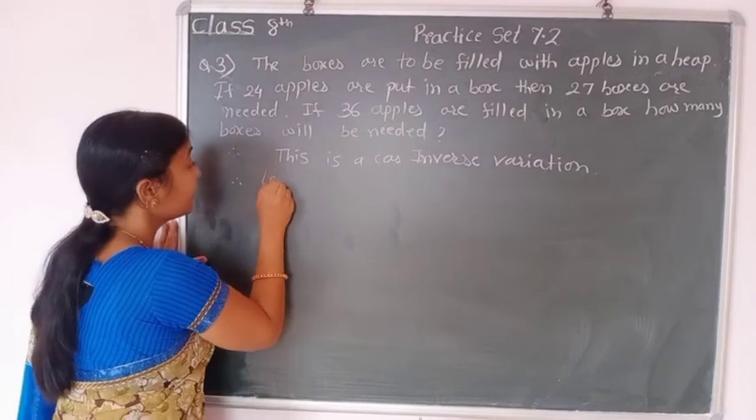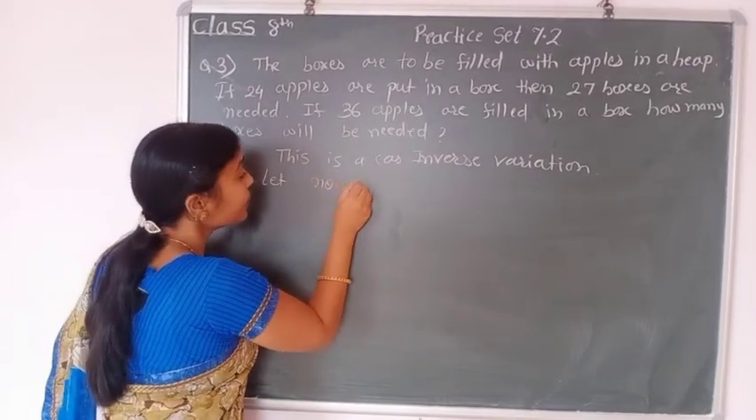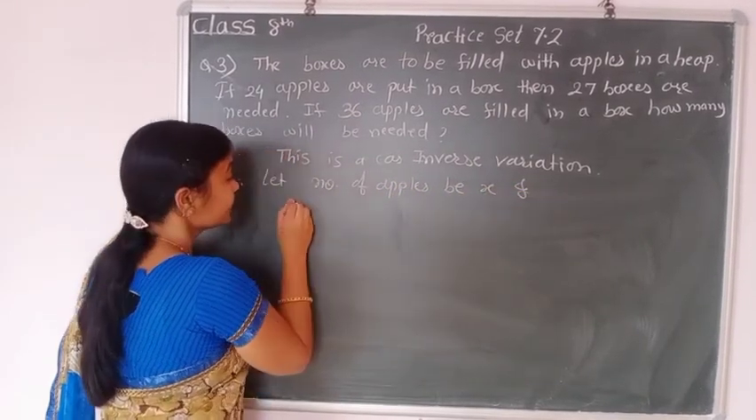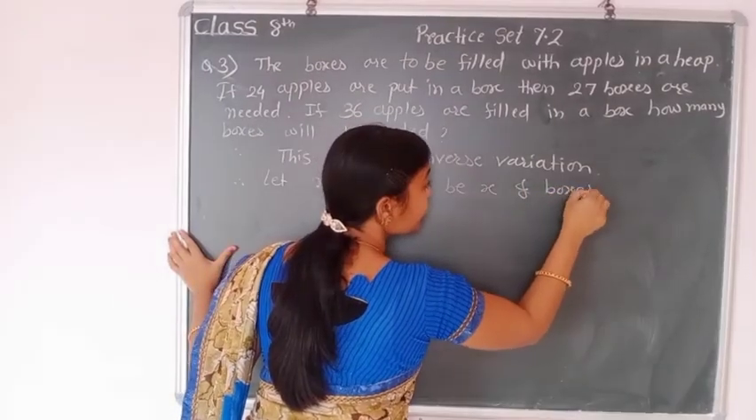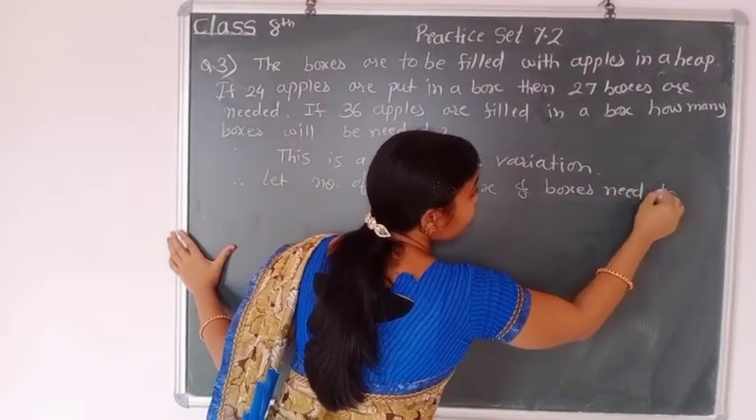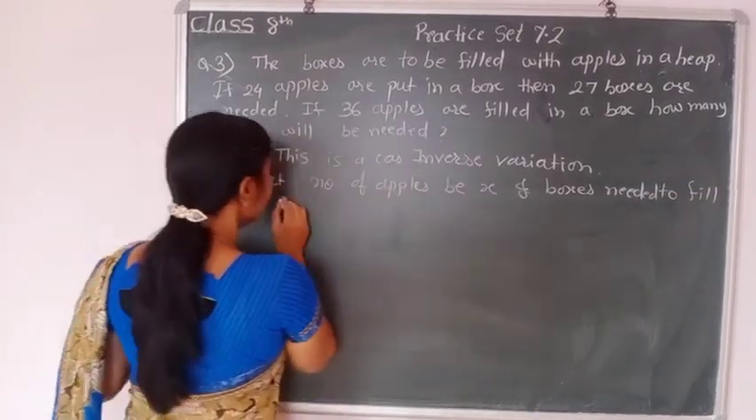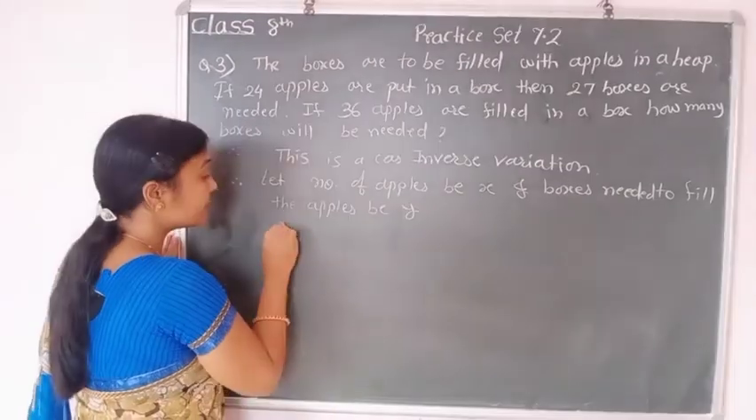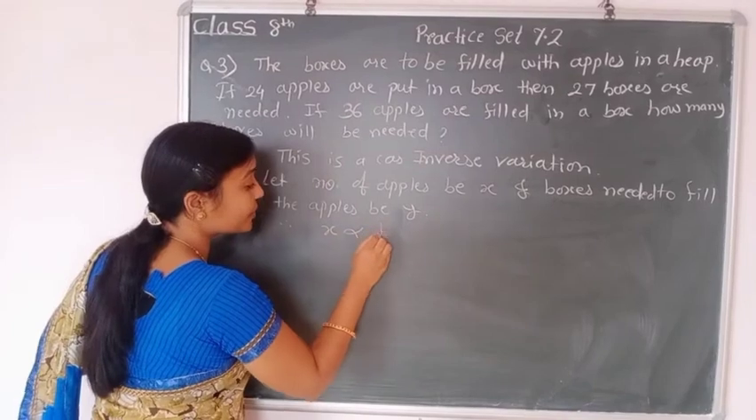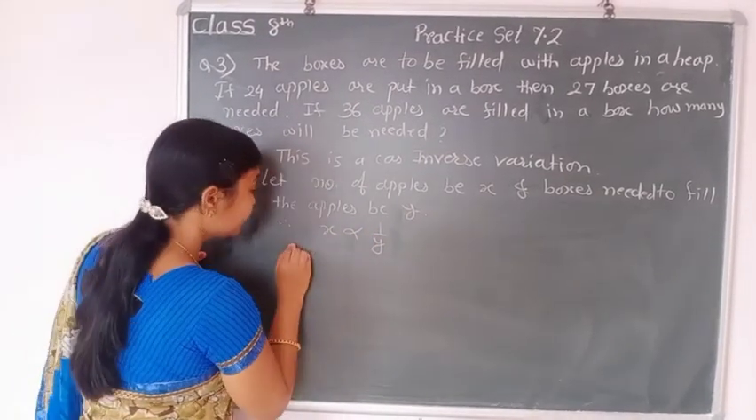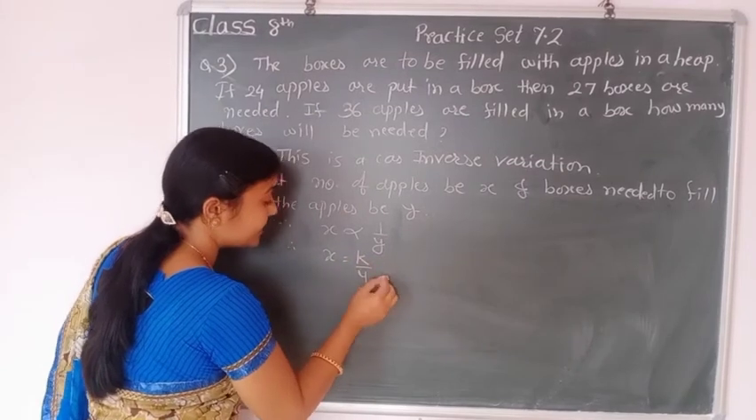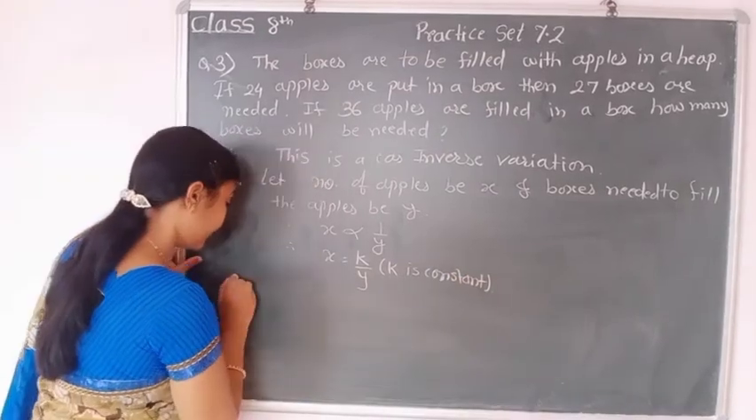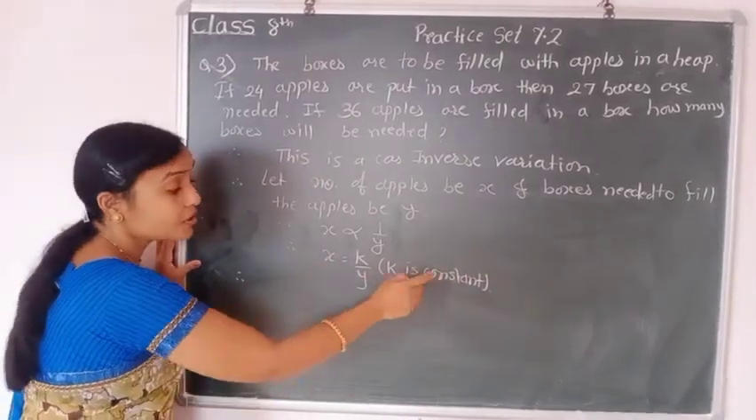Suppose we take the two quantities, let the number of apples be x and the boxes needed to fill the apples be y. Here we write x is inversely proportional to y. Therefore x equal to k by y. This is the equation of variation where k is constant.